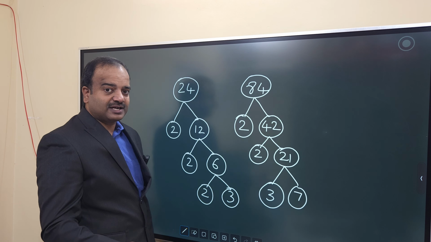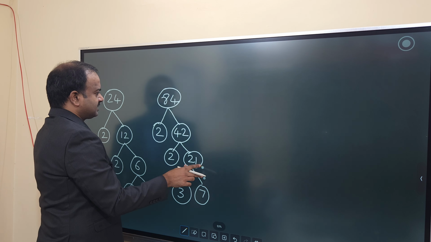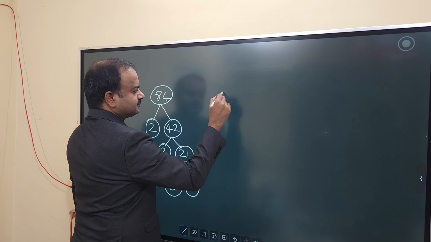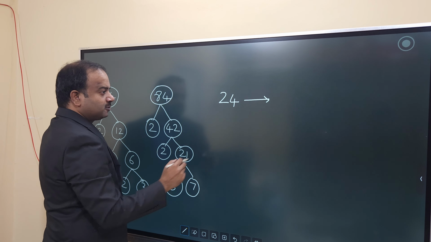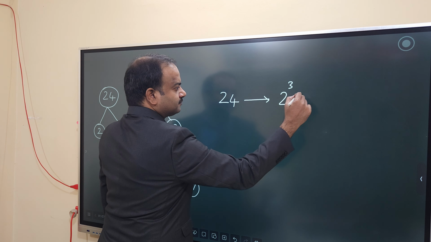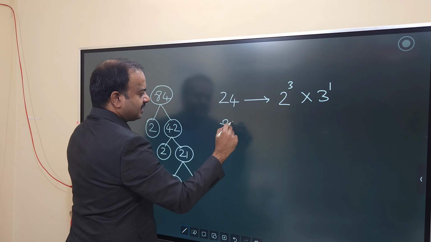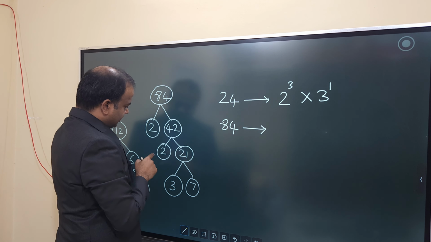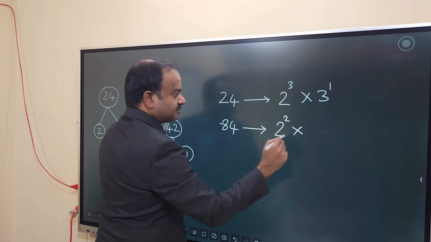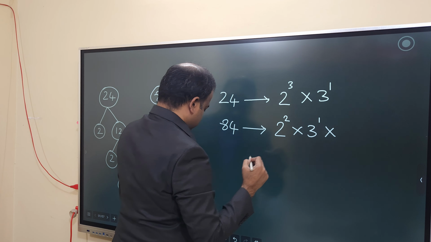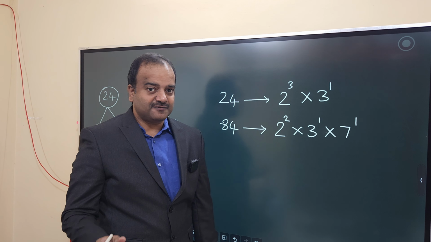So let's write that in prime factorization format. First, I'm going to write here 24. We can write 24 as 2 cube into 3 power 1. And 84, we can write it as 2 square into 3 power 1 into 7 power 1. Okay. Now we need to find HCF and LCM.